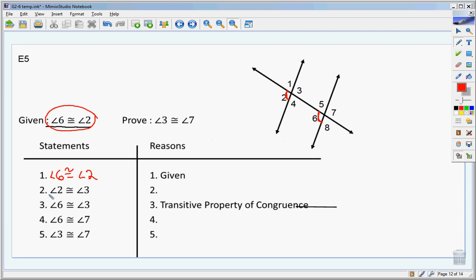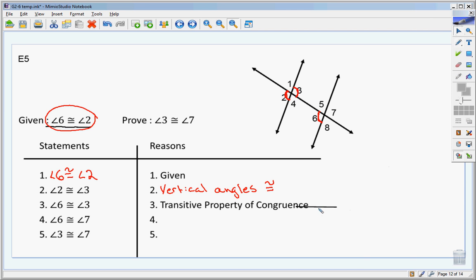The next statement that they made said angle 2 is congruent to angle 3. Well, angle 2 has 1 mark on it. To make angle 3 congruent to it, I'm going to mark it with 1 mark as well. Why do I know that angle 2 and angle 3 are congruent? They're vertical angles. And all vertical angles are congruent.